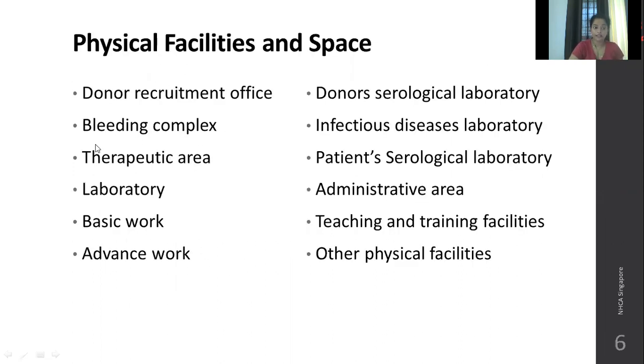Facilities, physical facilities and space: the first one is the donor recruitment office, which is the most vital activity of any blood bank. Recruiting voluntary donors requires a spread of public awareness through mass media and community approach. So the donor recruitment space will have important health education pamphlets and liaison with mass media, etc. Then the bleeding complex: a bleeding room, apheresis room, etc. will be here, along with reception and an examination room to check the vitals of the donors. Restroom and post apheresis care are given in this area, the bleeding complex.